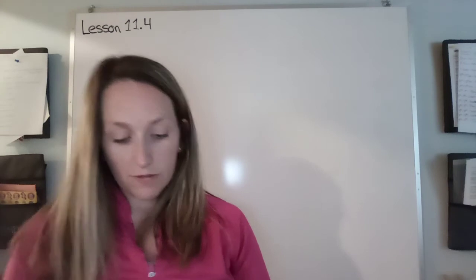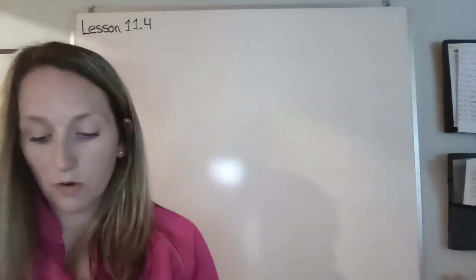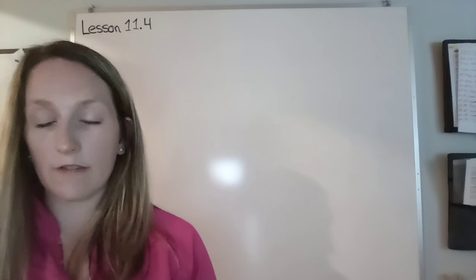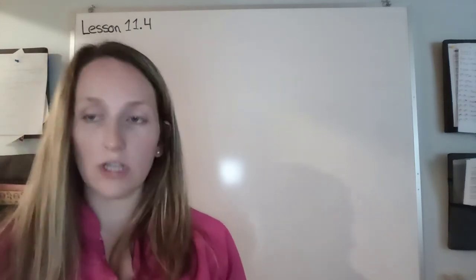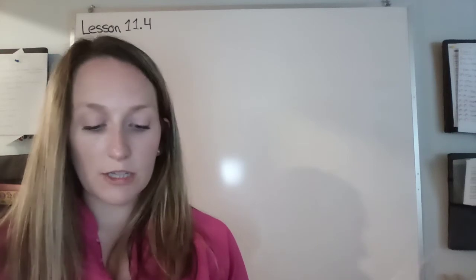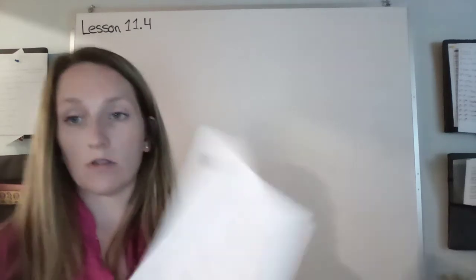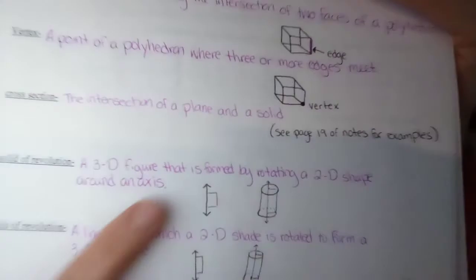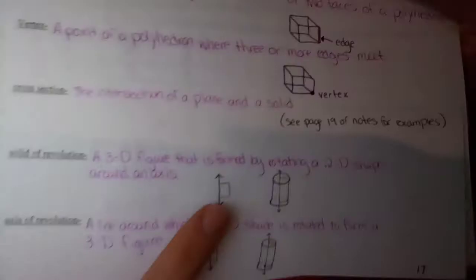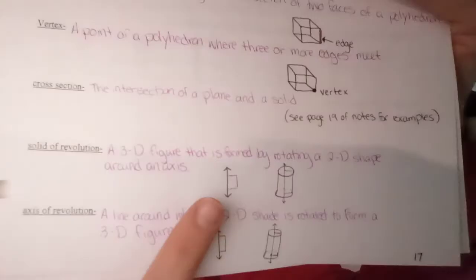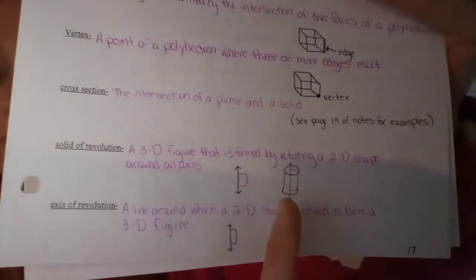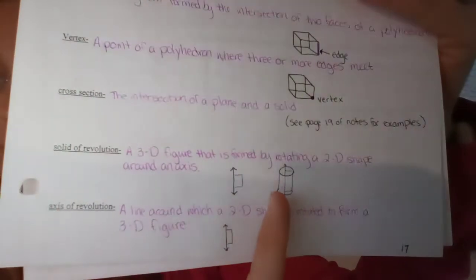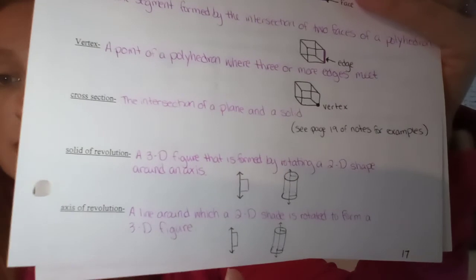Solid of revolution, a three-dimensional figure that is formed by rotating a two-dimensional figure around an axis, and I'll hold my notes up to show you that as well. And then the axis of revolution is the line at which the two-dimensional figure is rotating to form the three-dimensional figure. So here we have a two-dimensional rectangle. If we rotate that rectangle around that vertical axis, what you're going to form is a cylinder, which becomes a three-dimensional figure. All right, and then the diagram's the same because this time we're just talking about that line that we're rotating about.